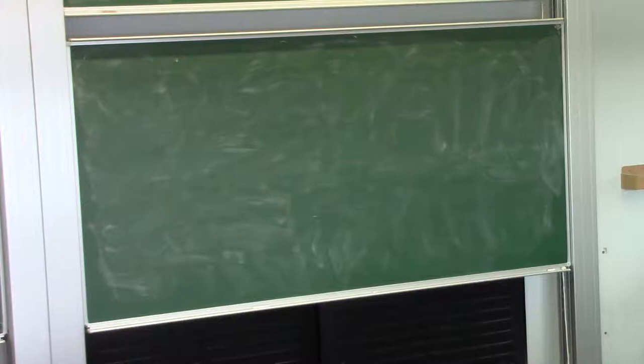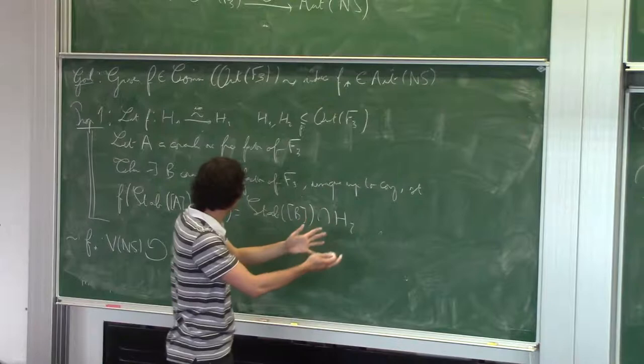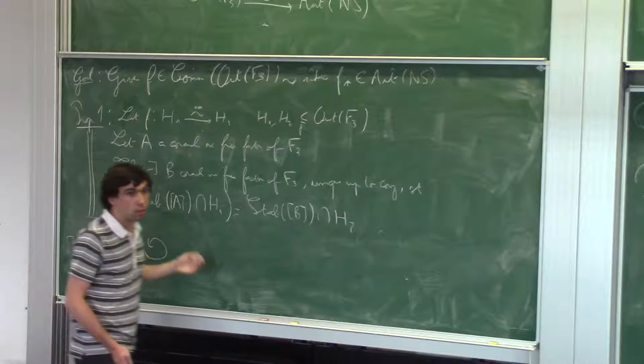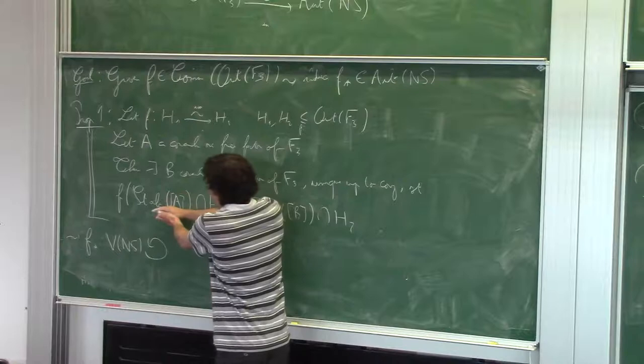Okay, so what do I need? Well, I need a purely algebraic characterization of stabilizers of corank one free factors. In other words, I need to say, if you have a subgroup of RF3 that satisfies a list of algebraic properties, then this implies that your subgroup is the stabilizer of a corank one free factor. And therefore, F is going to have to preserve these algebraic properties, so it's going to send the stabilizer of a corank one free factor to the stabilizer of a corank one free factor.